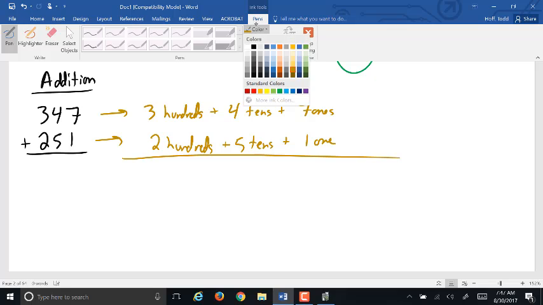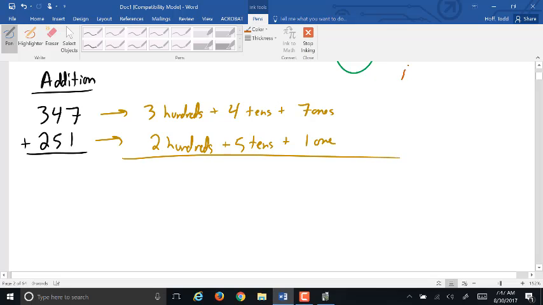If you recall from yesterday, when we talked about adding and subtracting, there were 2 things. One, to add or subtract, you must have the same name.